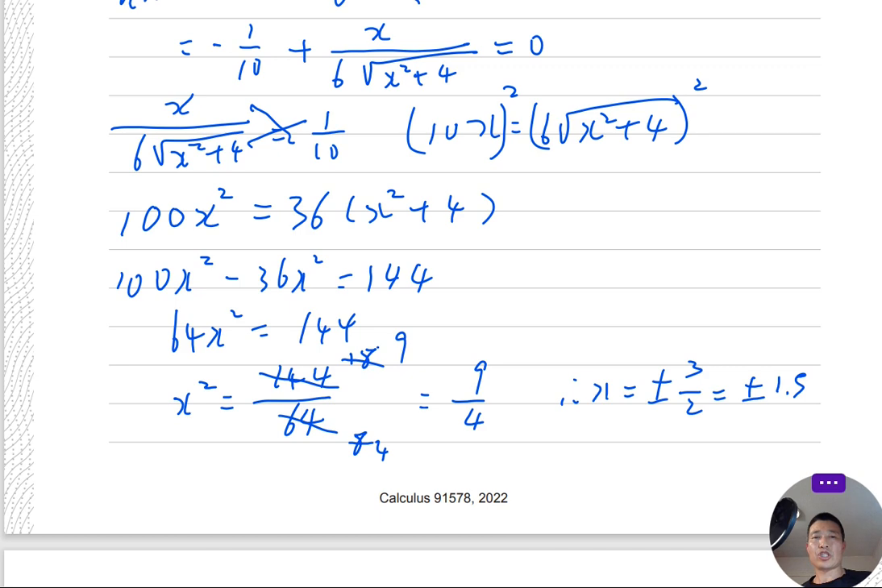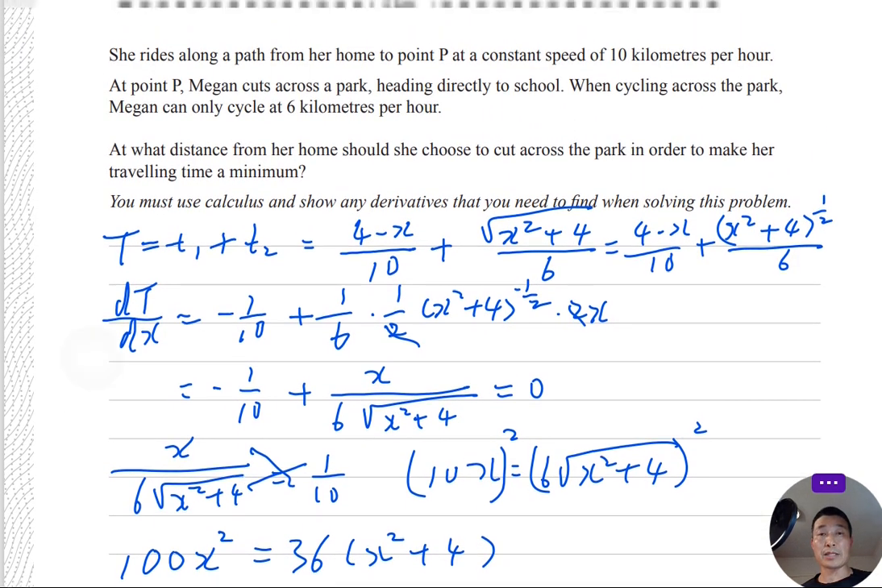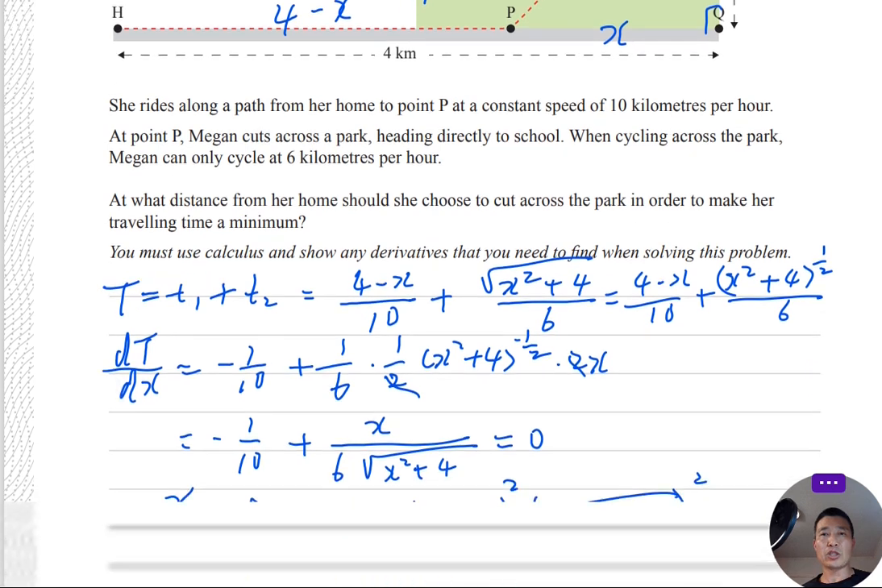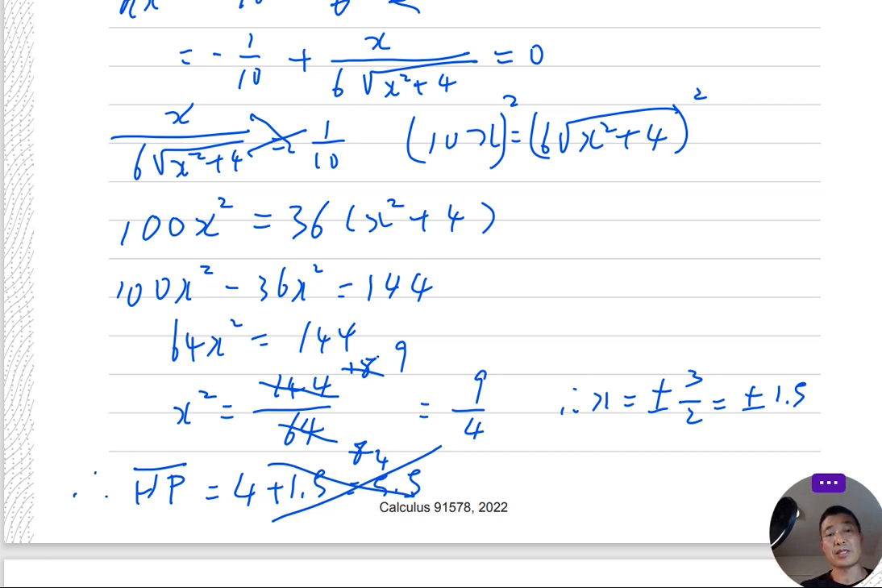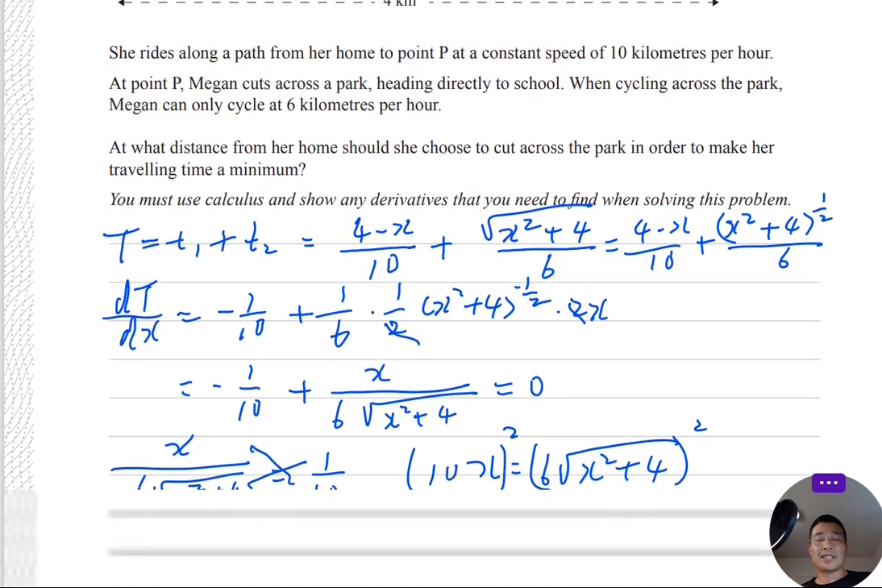So let's check. When x is a positive 1.5, H to P must be, well, there are two answers, but one is not right, I believe. 4 plus 1.5 makes 5.5. That's not correct, right? Because H to P must be less than 4. So try that again. The other one is 4 minus 1.5, which is 2.5 kilometers. That should be the answer, all right?